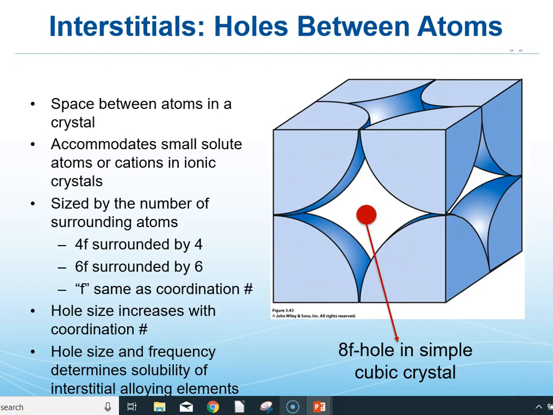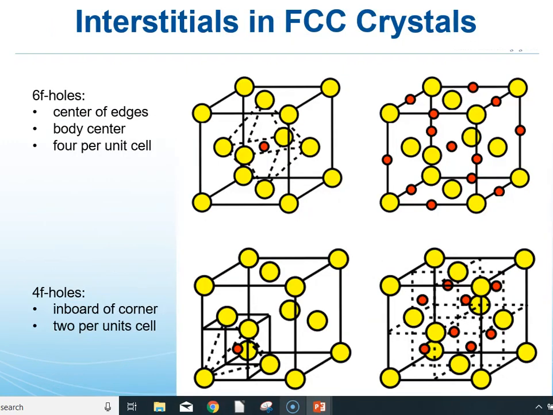When we're talking about metal alloys, very small elements, not ions, elements like carbon or nitrogen or boron will sit in these interstitial positions, and they have profound effects on mechanical properties. So these become really important even in metal crystals.